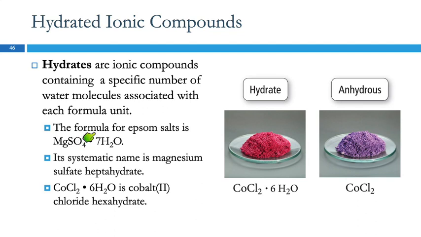So the formula for Epsom salts is MgSO4·7H2O. So the anhydrous compound is magnesium sulfate. The dot here is not a multiplication sign. It just means these two things go together, and that there are 7 H2O molecules for every one formula unit. We can name that. We name the ionic compound.